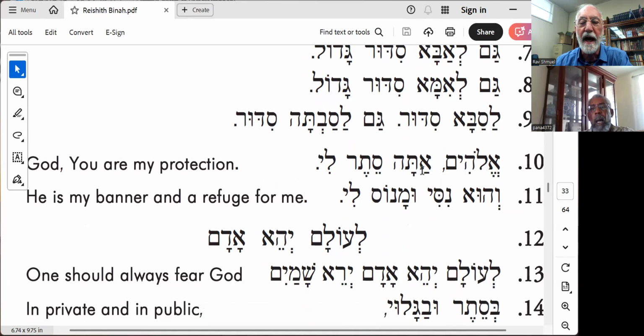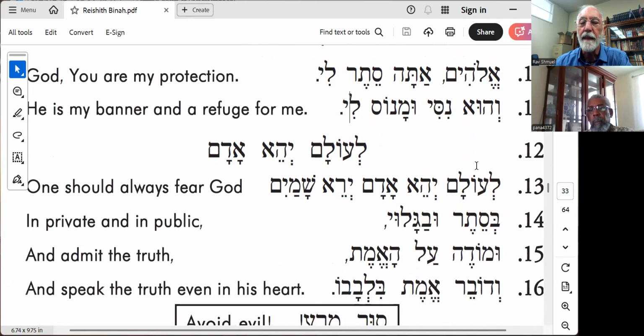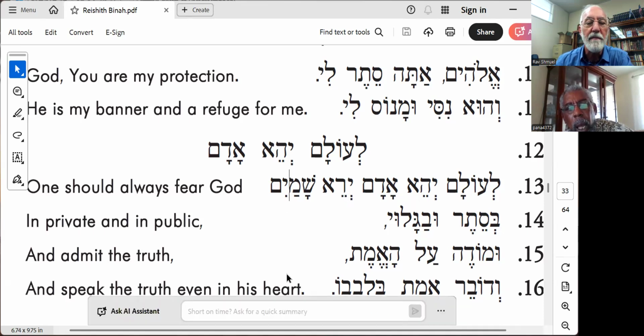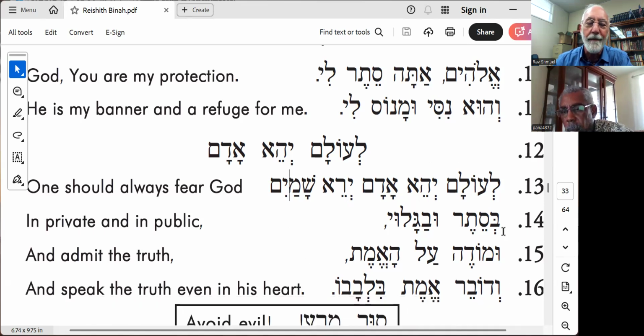Elohim, God, Ata seter li. You are my protection, to me, colloquially, you are my protection. Vahu nisi, and he is my banner, umanos, and a refuge, li, to me. Le'olam, forever. Yehe, should. Adam, man or humans should yireh, which is fear, but it's more like awe. Shamayim, which is heaven. God, heaven, it's the same thing. Beseter, in private. Uvagalui, and also in public.